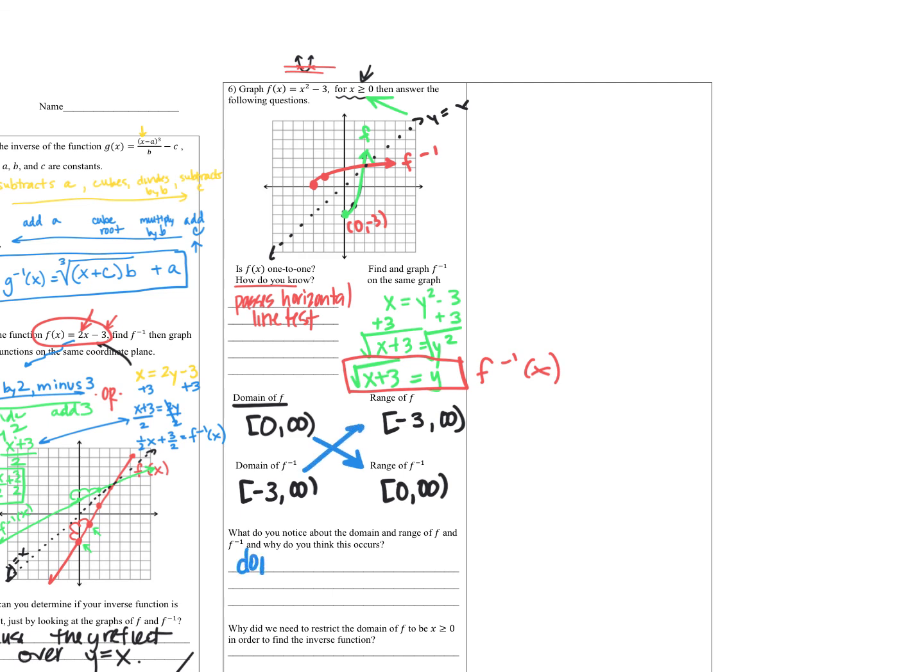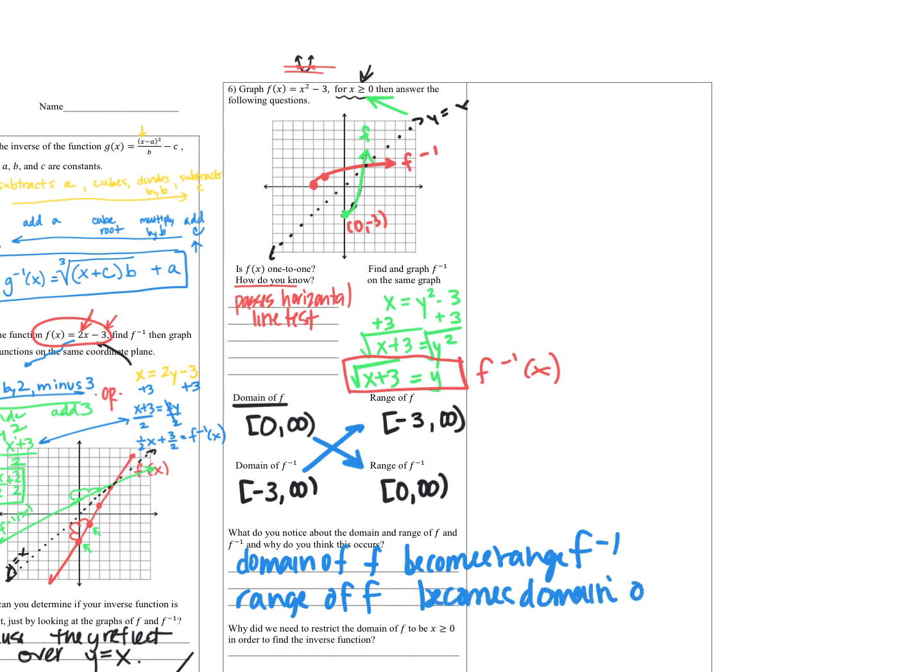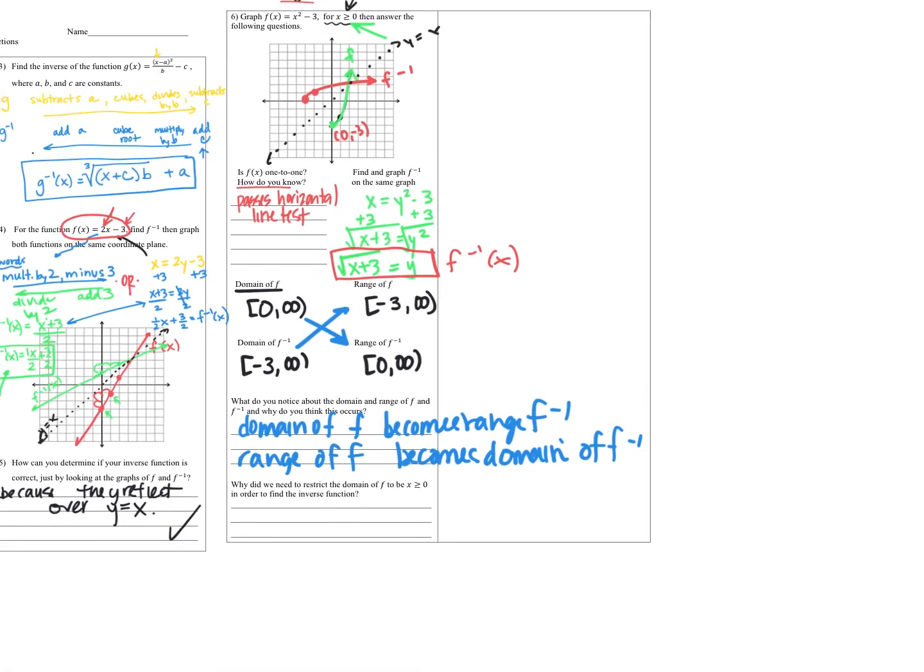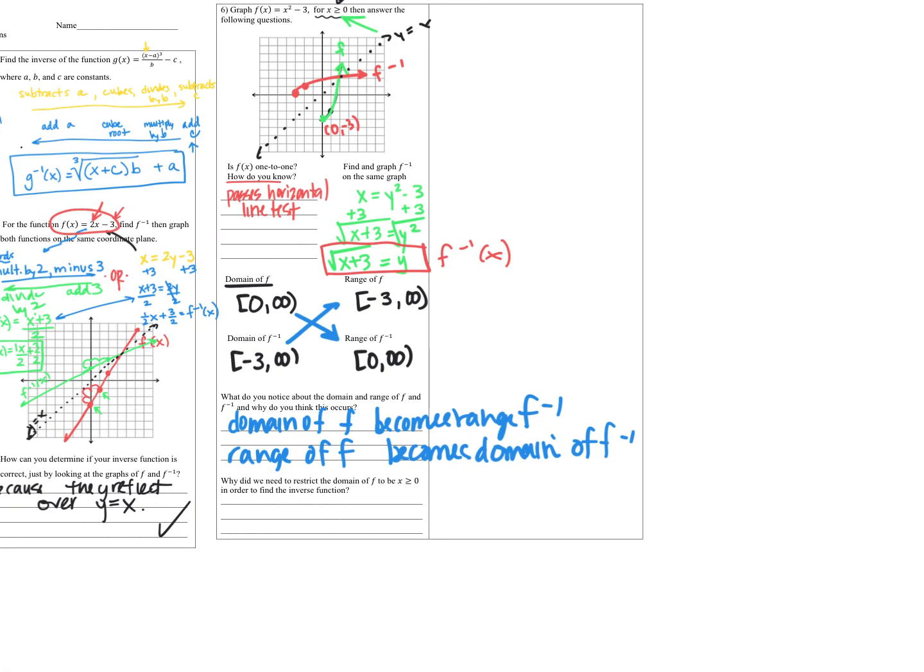So the domain of f becomes the range of f inverse, and the range of f becomes the domain of f inverse. All right, and again, we needed to restrict the domain of f in order to find the inverse function, because that was the only way to make it 1 to 1. And if it's 1 to 1, then it would pass that horizontal line test and basically be a function, which is what it asks for, in the other direction.